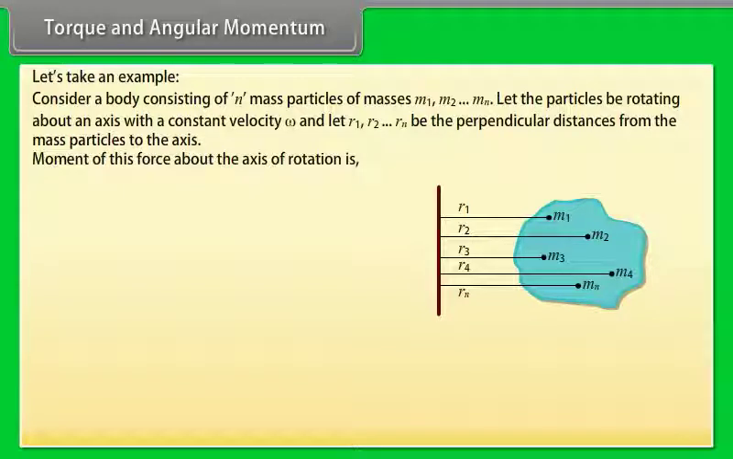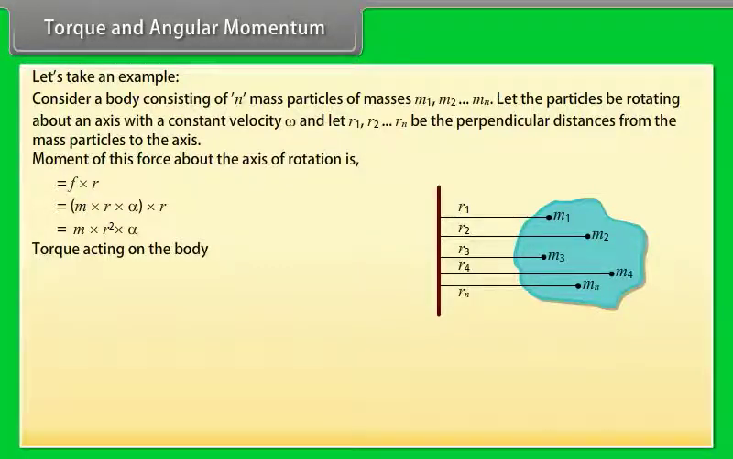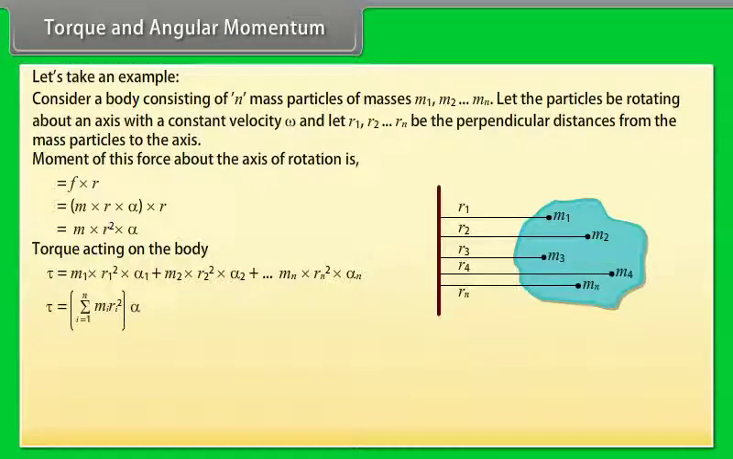Moment of this force about the axis of rotation is equal to F into r. By putting the value of force, we get m into r into alpha into r, which is equal to m into r square into alpha. Torque acting on the body is given by tau is equal to m1 into r1 square into alpha 1 plus m2 into r2 square into alpha 2 plus and so on till mn into rn square into alpha n. This equation can be written as tau is equal to summation from i is equal to 1 to n of products of mi and ri square into alpha. This gives tau is equal to I alpha. If alpha is equal to 1 radian per second square, then I is equal to tau.